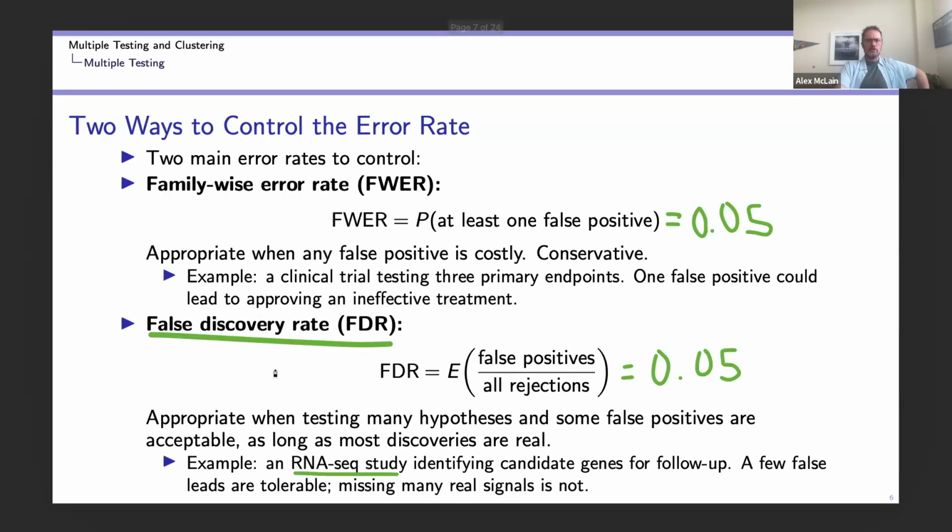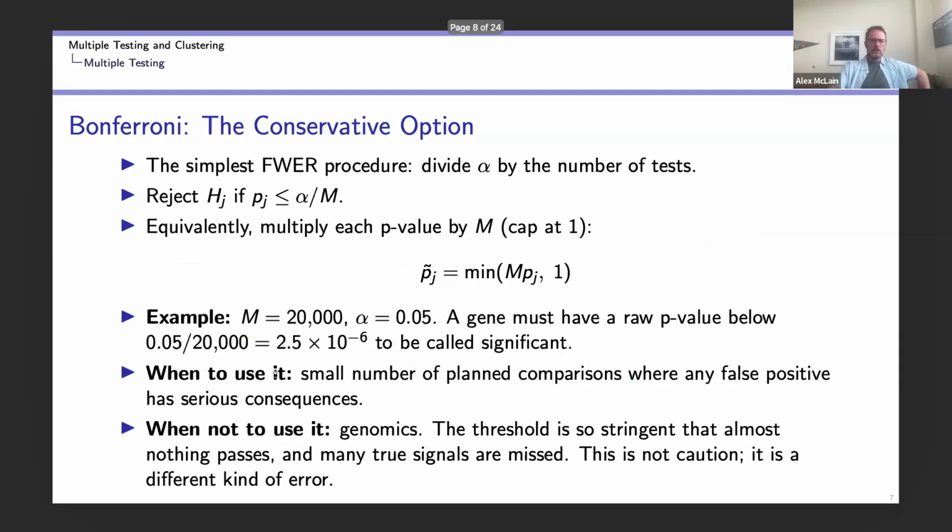Okay, any questions about family-wise error rate versus false discovery rate? Okay, we'll move forward.